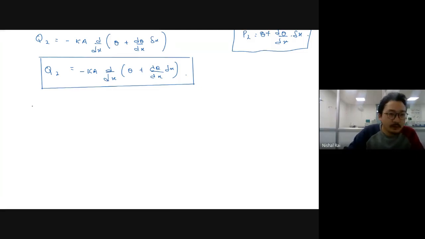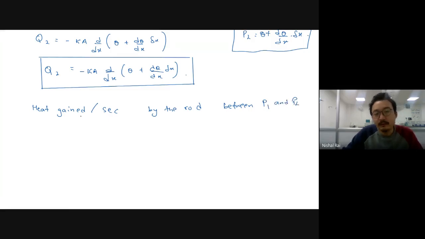Now, heat gained per second by the rod between P1 and P2. To get the heat gain per second by the rod between P1 and P2, what will you do? You will consider the heat over here and the heat over here and subtract these two. Then you will get the difference of heat in between.